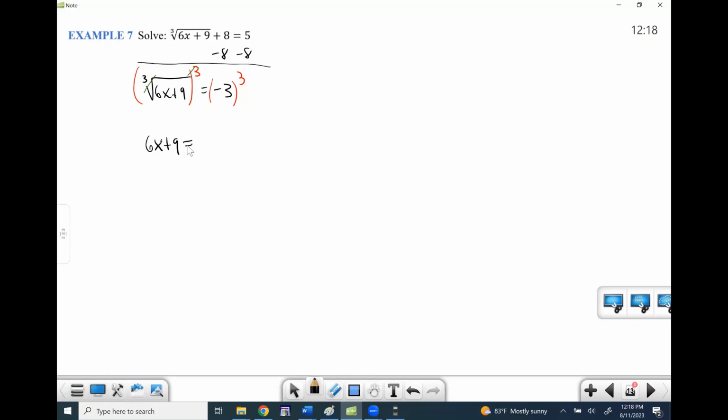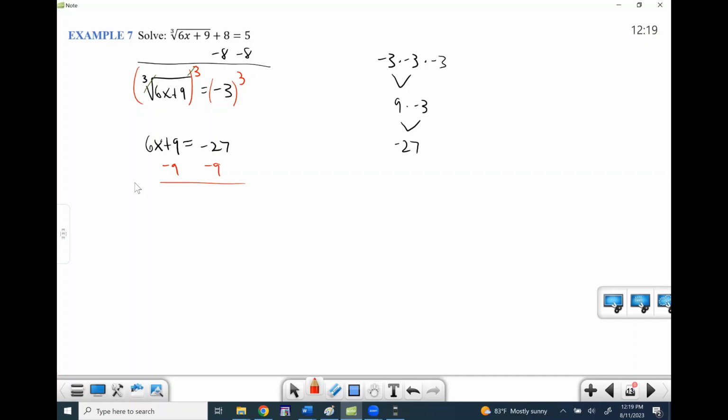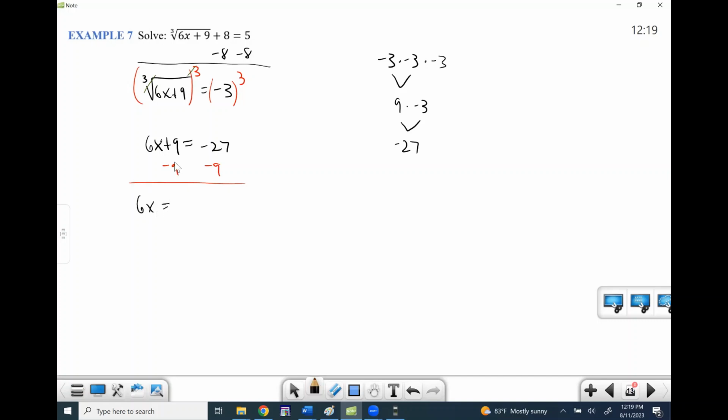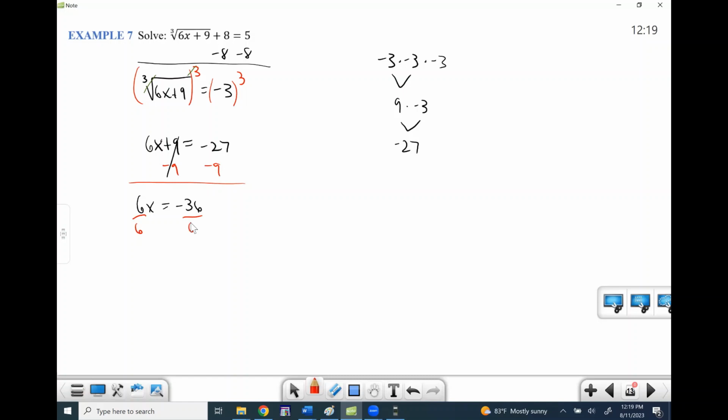And then negative 3 times negative 3 times negative 3, right? So we get positive 9, which we have to multiply by a negative 3. So we get negative 27. All right, so let's go ahead and subtract 9 from both sides. Then we'll divide by a 6. So negative 36 divided by 6, that'll be negative 6.